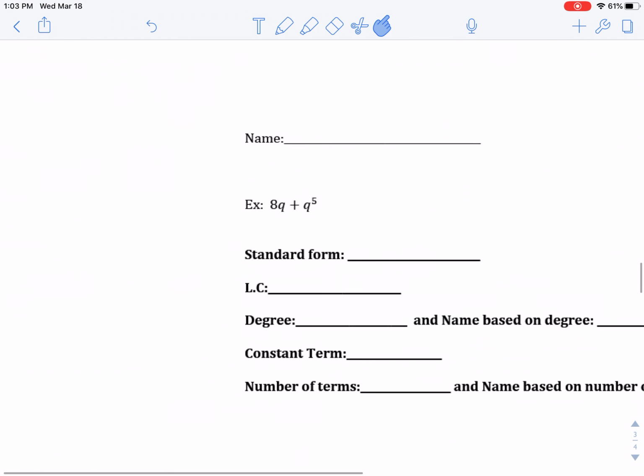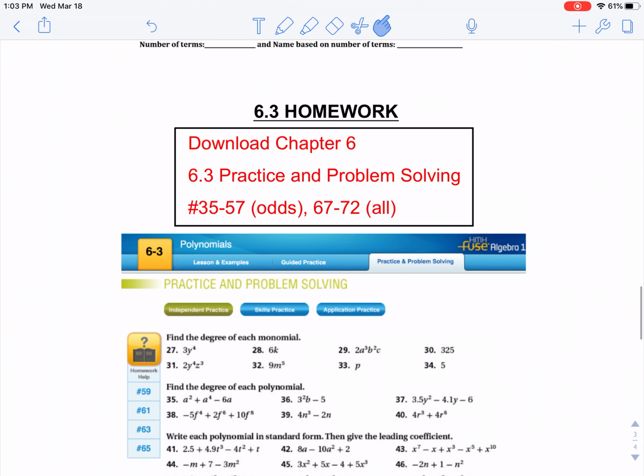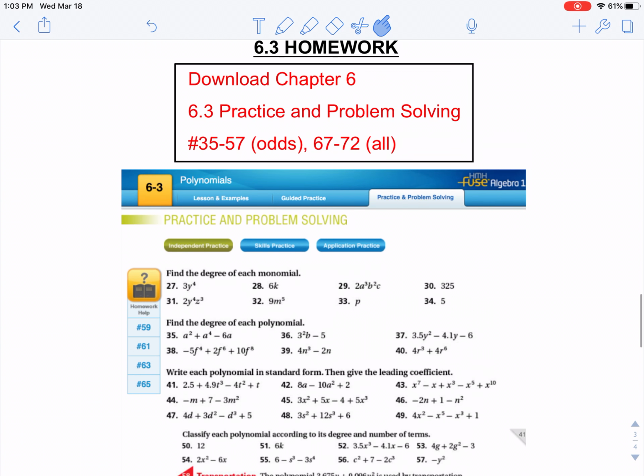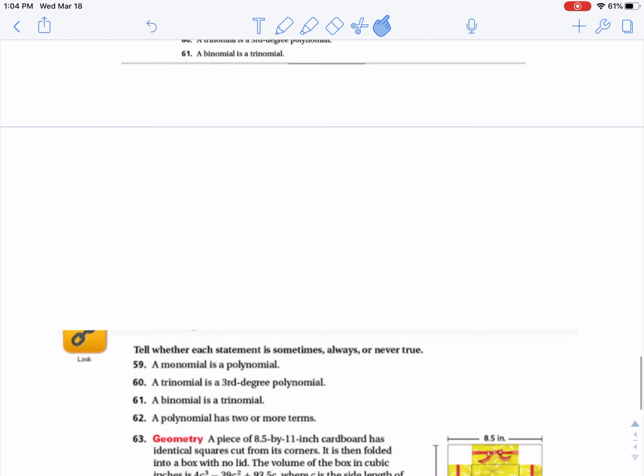Your homework. You could do this problem on your own, by the way. Here's your homework right here. It's out of the textbook. It's also screenshotted right here, so you don't have to go into the textbook. You could just do the problems right here. Numbers 35 to 57 odds, and then 67 to 72 all. Good luck.